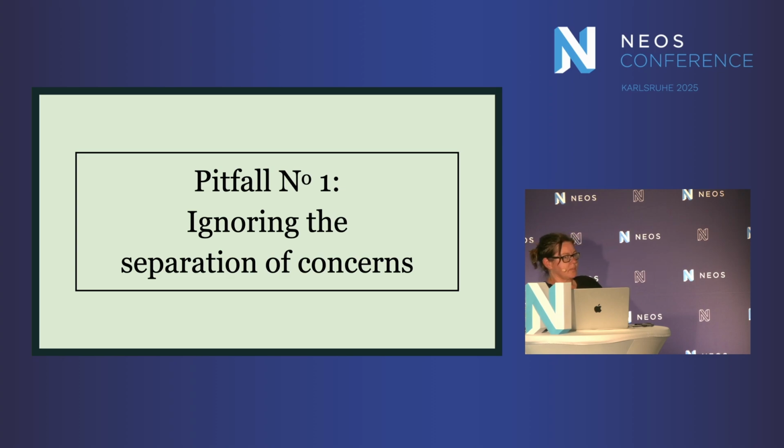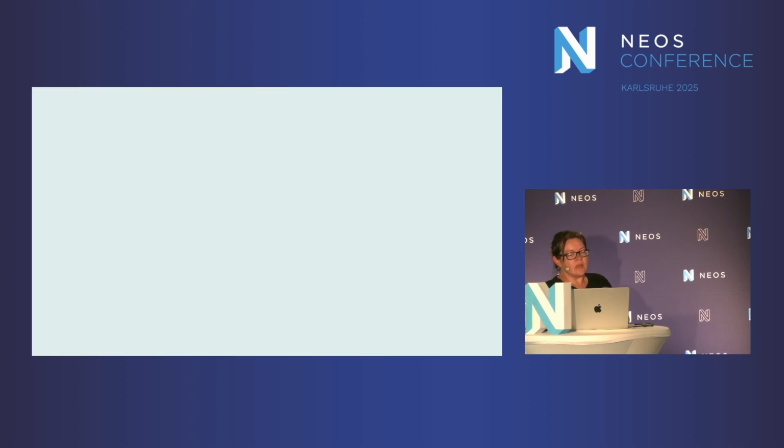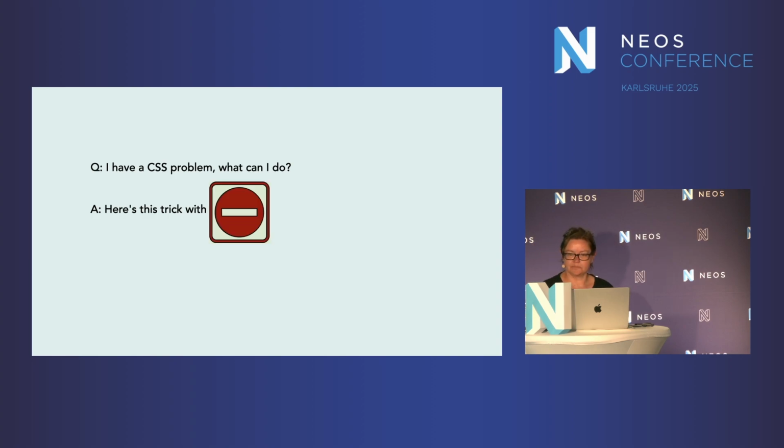Number one, ignoring the separation of concerns. Example one, breaking the meaning of HTML. Imagine a forum. Someone asks, hey, I have a CSS problem, what can I do? And someone answers, use this trick with HTML. Nope. That must ring alarm bells. Remember our groups of site visitors who mainly interact with the HTML of our page, the people with assistive technologies and search engine bots? An HTML trick will likely change the meaning of something or even everything on your page.